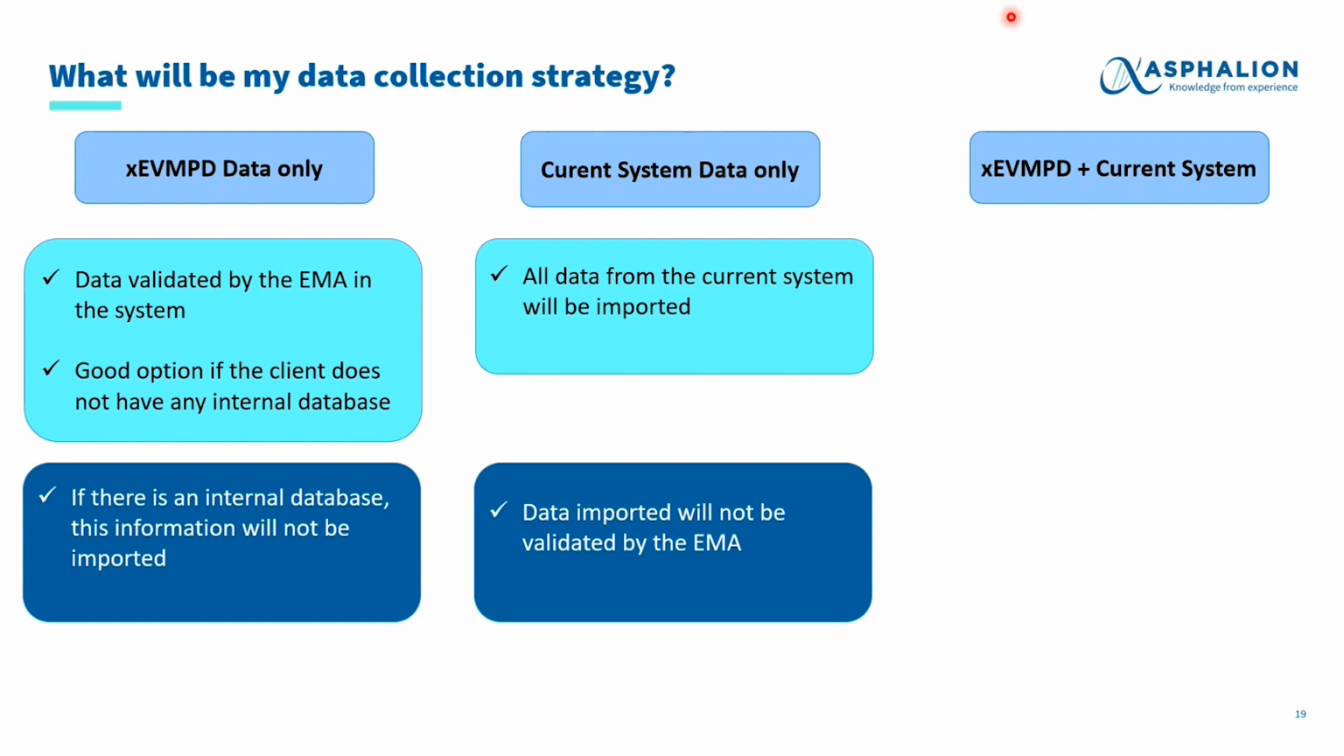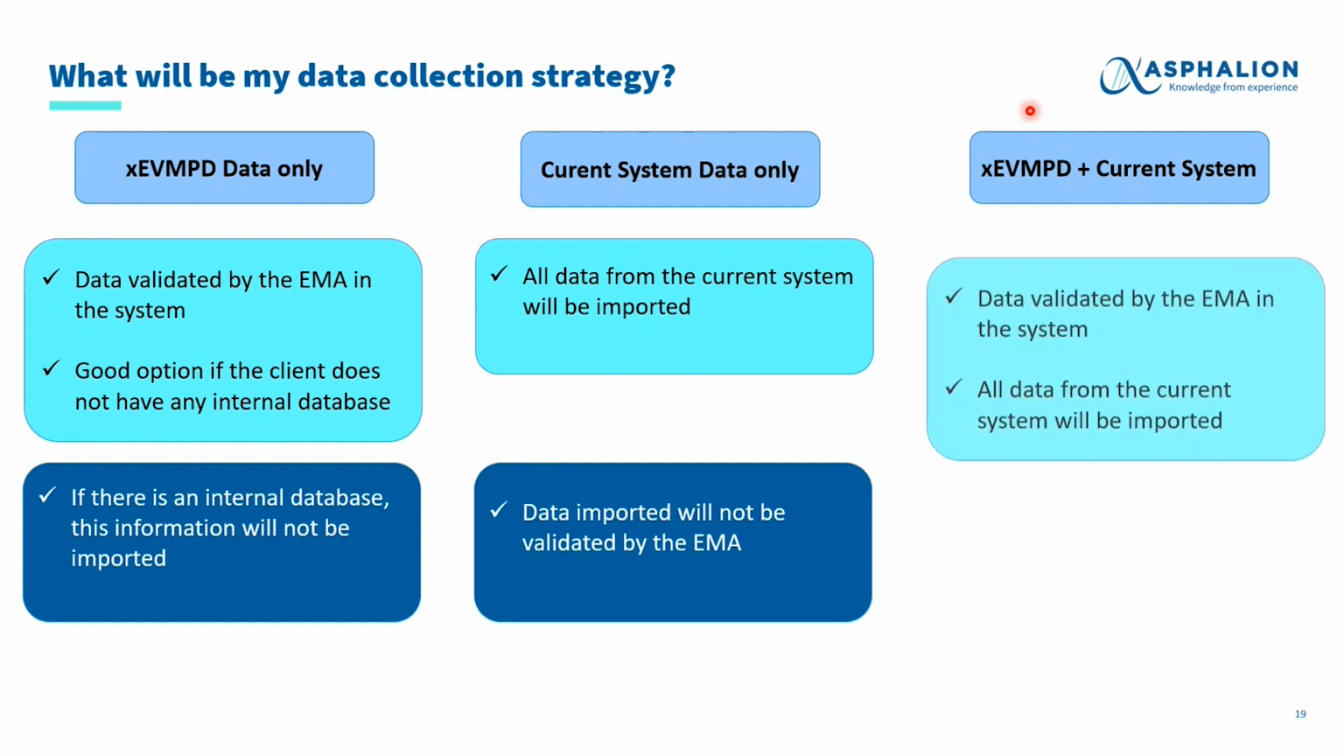And then there is the third option, the option that I like to call the best of both worlds, when we use data from XCVMPD and from our current system. So, what are the advantages of using this strategy?